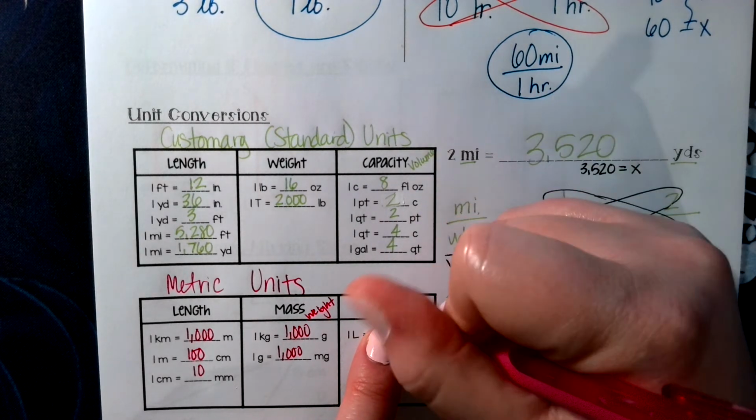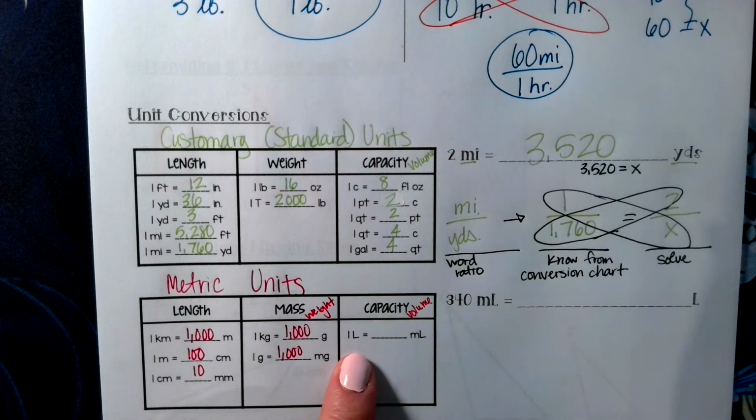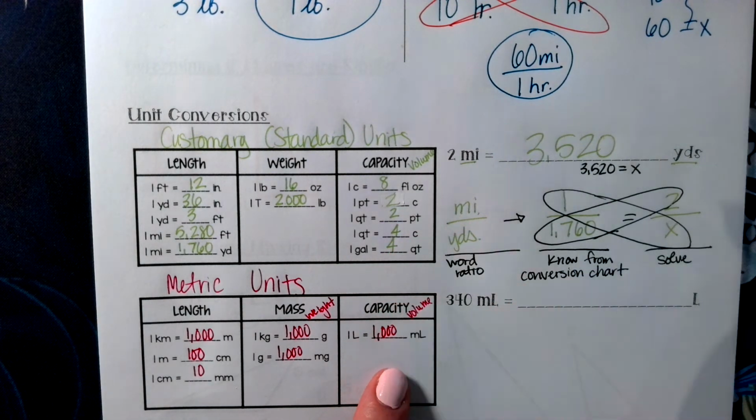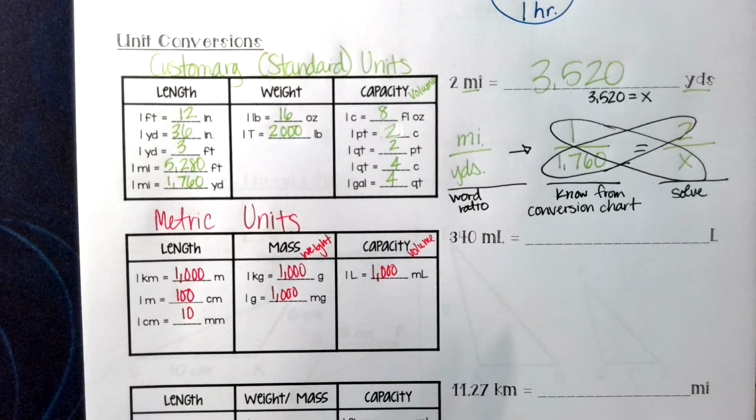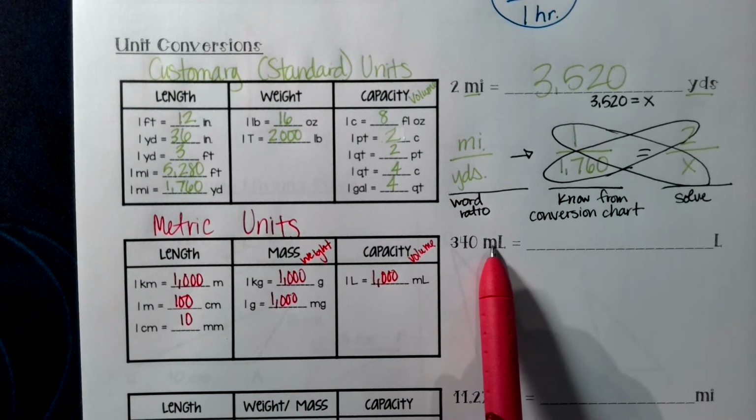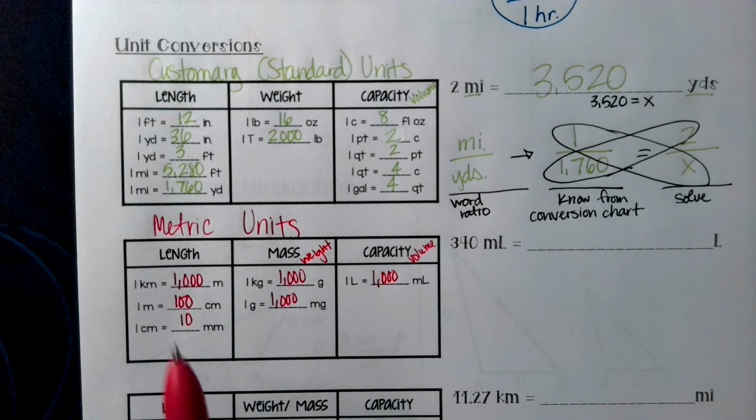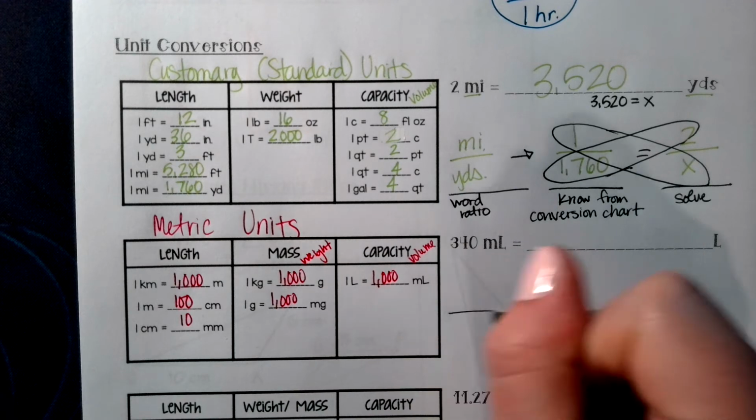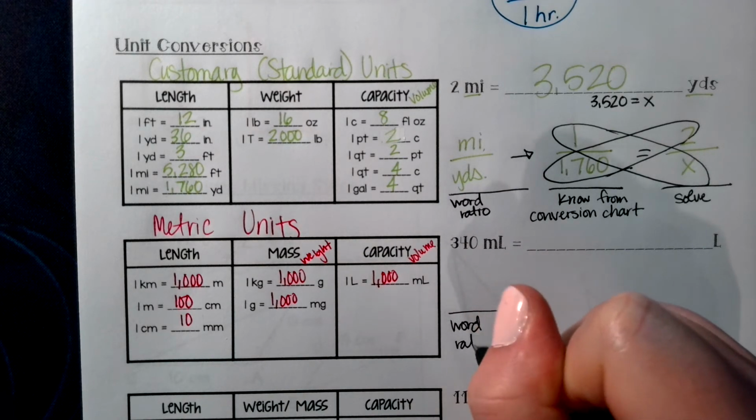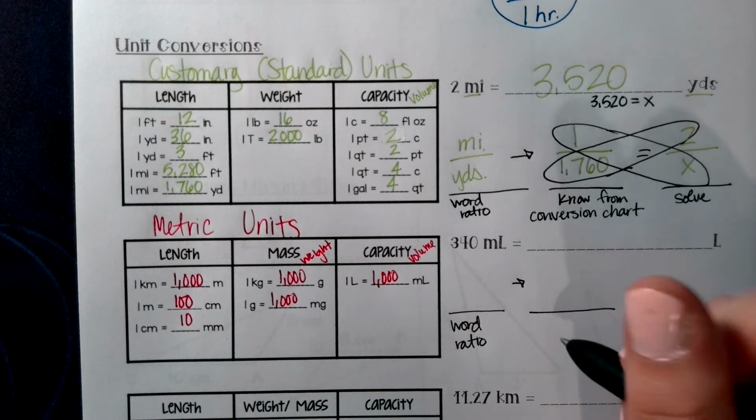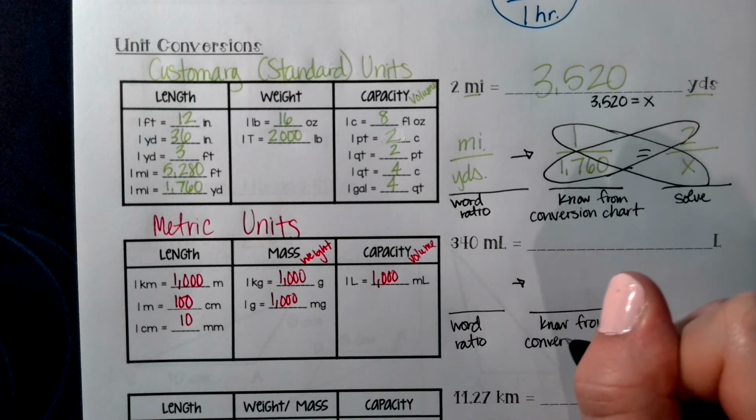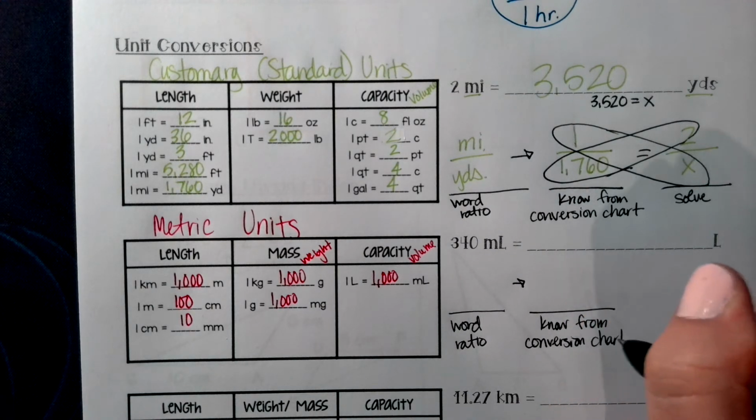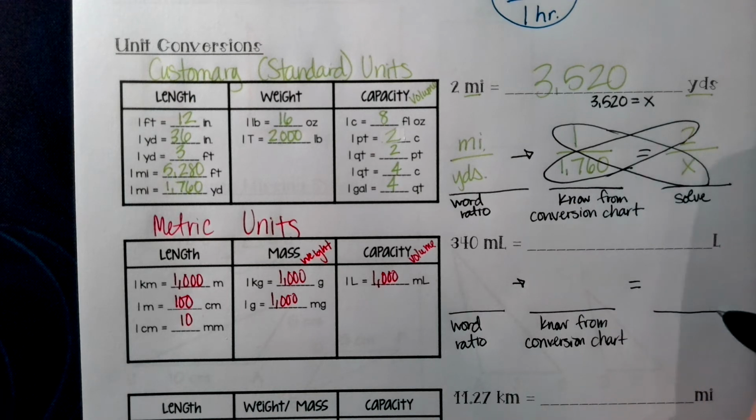And then capacity, again, that's the same thing as volume. 1 liter is 1,000 milliliters. Just like before, we need to set up a proportion to help us figure out if we have 340 milliliters, how many liters is that? So remember, you want to start off with a word ratio. Plug in what you know from your conversion chart. And set that equal to what you're trying to solve for.